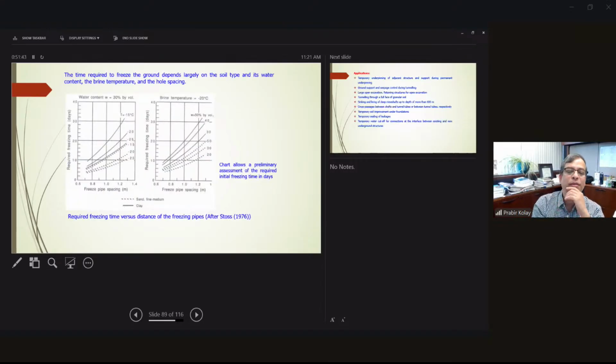So again, I just want to show you some pictures, and some of the graphs on required freezing time. So this will give you an idea how much spacing of the pipe or what freezing time is required, depending on the water content, and also freezing time versus the distance from the freezing pipe. So you have a freezing pipe with an influence zone, right? The same thing also, how much the influence zone will be when you freeze that down. So this will give you an idea of that, and also how much the freezing pipe spacing is, right?